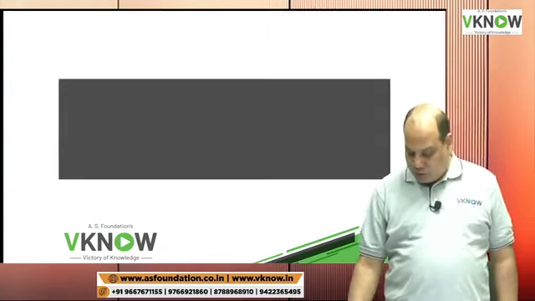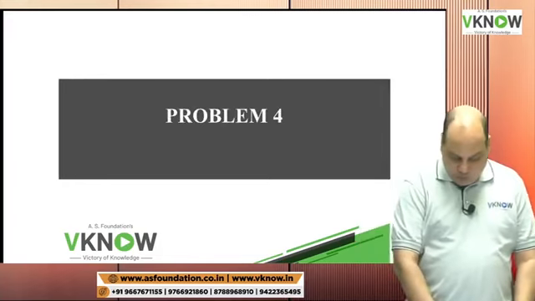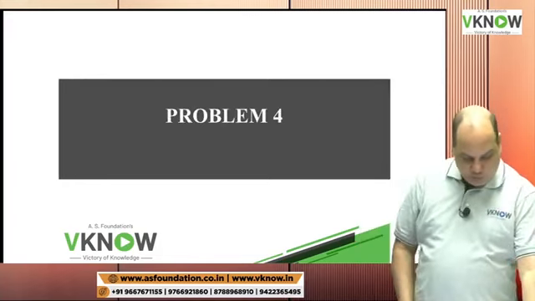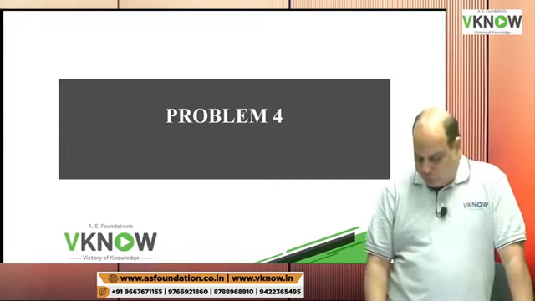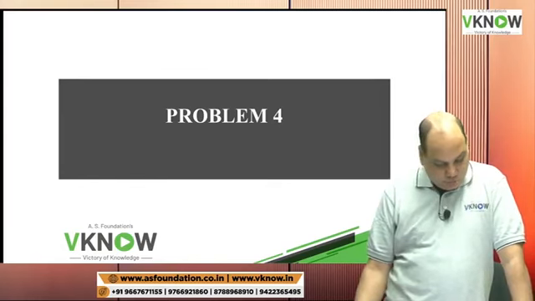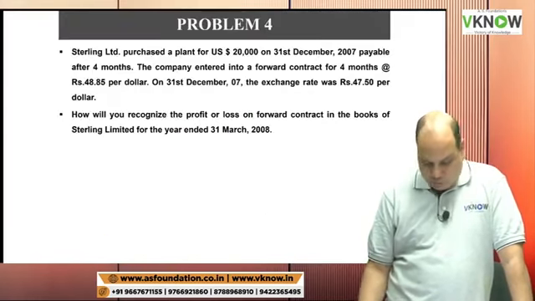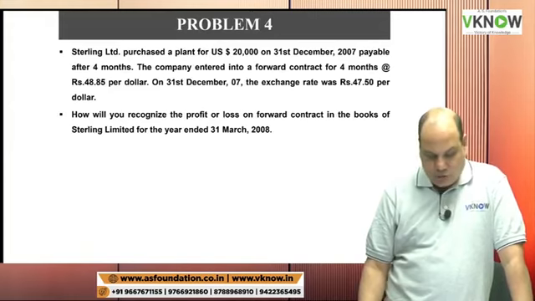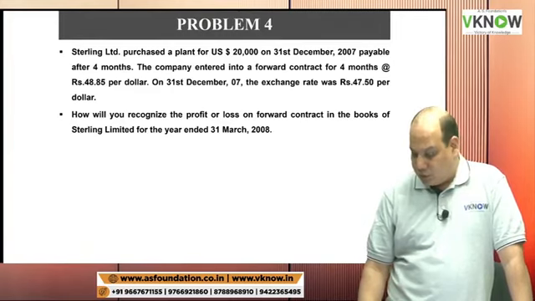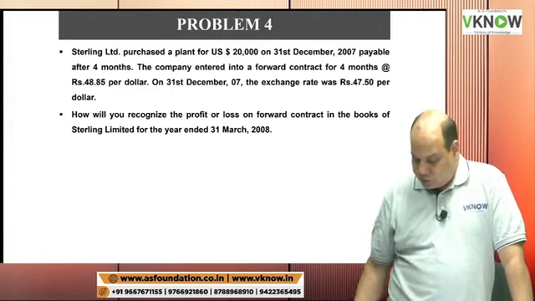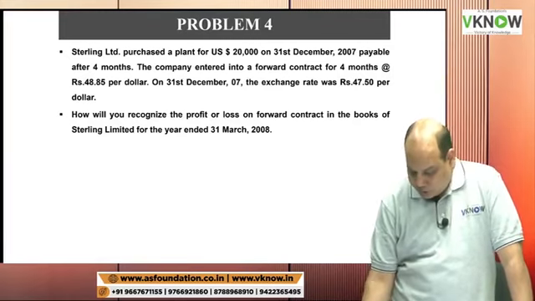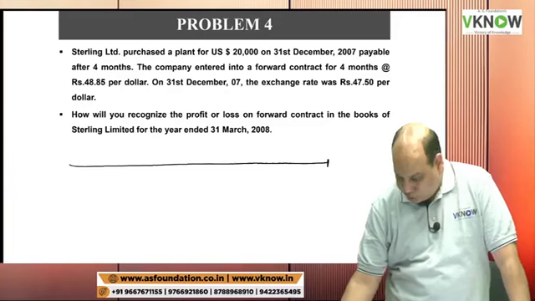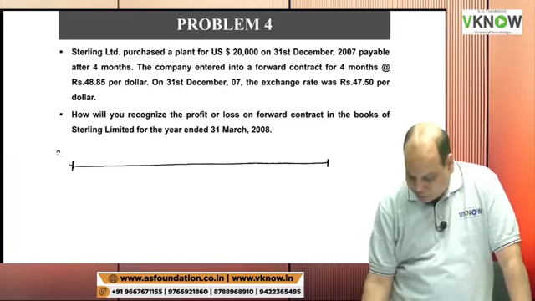Let us see the application of the theory. First we will come to question number 4, which is printed in your book. Question number 4. Sterling Limited purchased a plant for US dollar 20,000 on 31st December 2007, payable after 4 months. The company entered into a forward contract for 4 months.